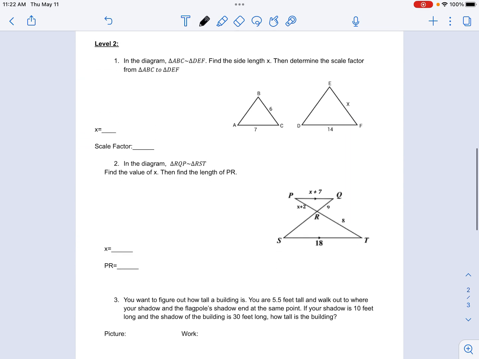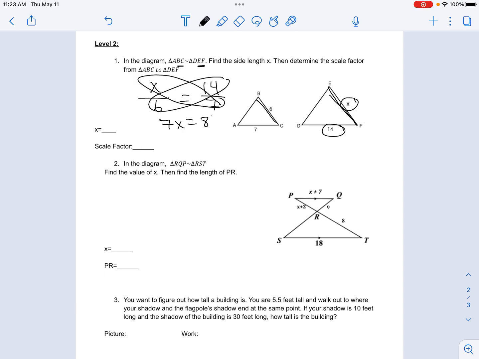Okay, now the level 2 problems is where I tell you they're similar and you want to set up a proportion. So remember, we always start with the x, and then we're going to go to the other triangle. Just make sure you're using the correct letters. EF matches up with BC, so there's my 6. And then go to the other side, which is 14, matches up with the 7. We're going to cross multiply, so I have 7x equals 84. You can divide, and you can get x equals 12.